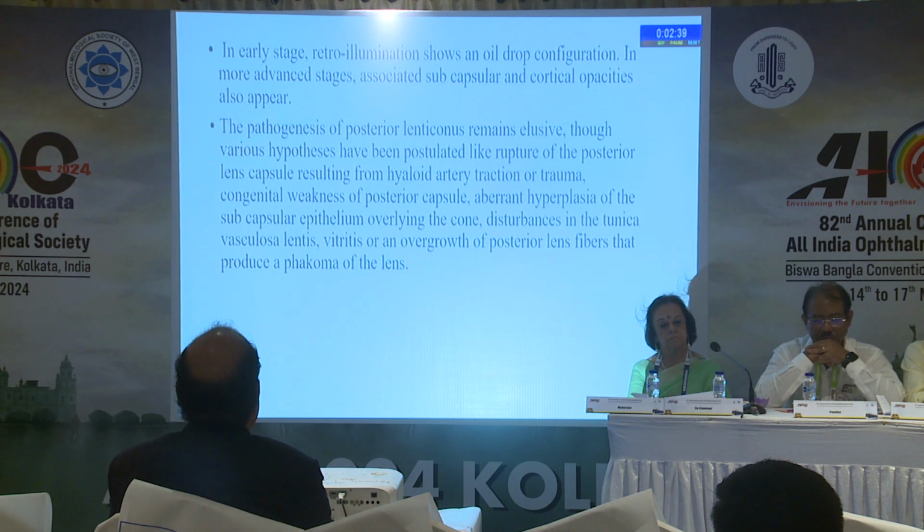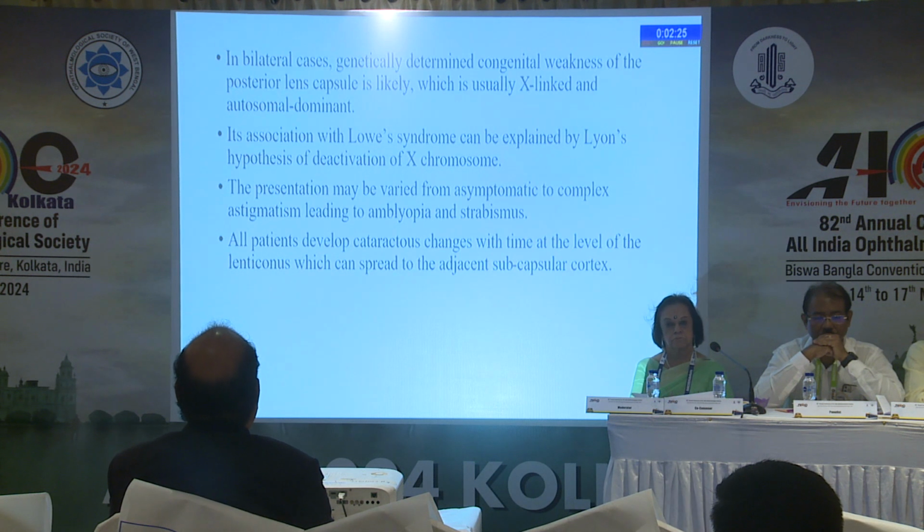The pathogenesis of posterior lenticonus remains elusive, but various hypotheses are given, like rupture of the posterior lens capsule, hyaloid artery retraction or trauma, congenital weakness of the posterior capsule, or aberrant hyperplasia of the subcapsular epithelium. In bilateral cases, genetically determined congenital weakness of the posterior lens capsule is likely, which is usually X-linked or autosomal dominant. The presentation may vary from asymptomatic to complex astigmatism, leading to amblyopia and strabismus. All patients develop cataractous changes with time at the level of the lenticonus, which can spread to the adjacent subcapsular cortex.